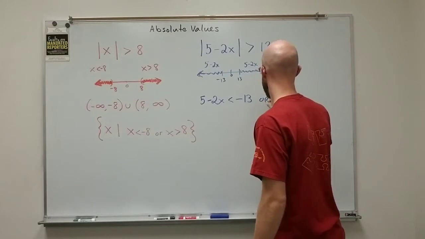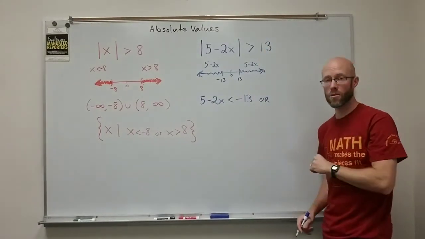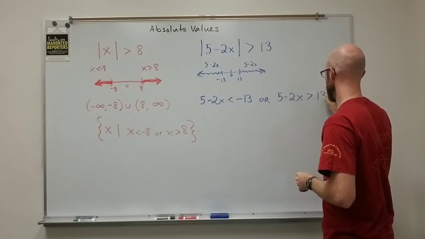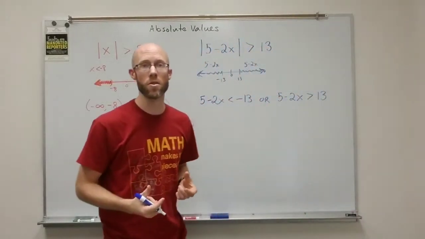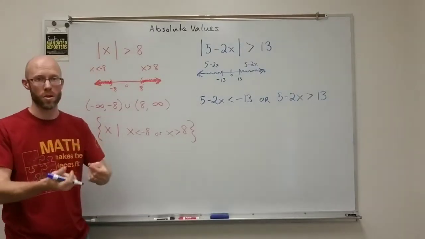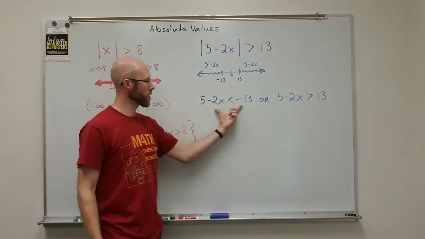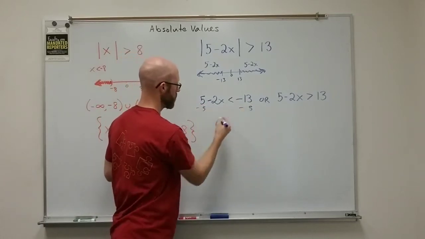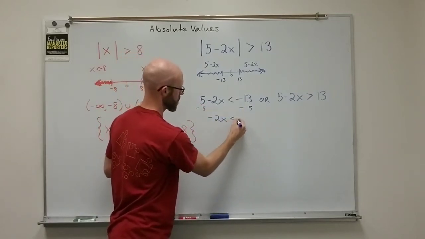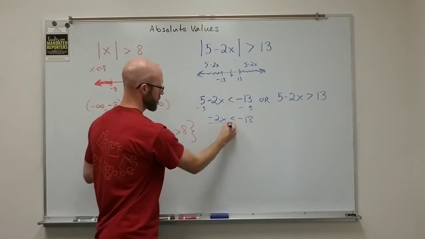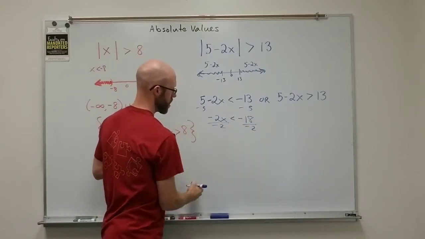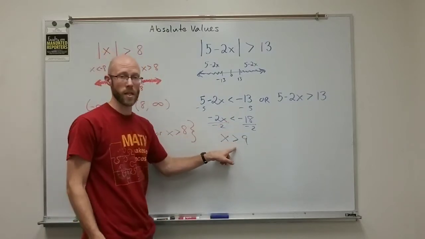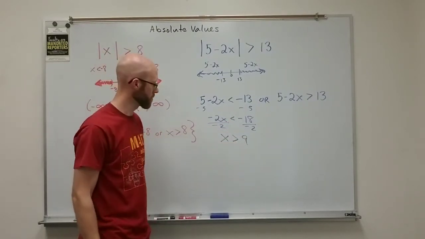Or it could be greater than 13. So it's 5 minus 2x is greater than 13. So again, two inequalities to solve will result in two intervals. The one on the left here, to solve for x, I need to subtract the 5 from both sides. Negative 2x is less than negative 18. Divide both sides by negative 2, and I get x is greater than 9. Notice I have to switch the inequality from less than to greater than.